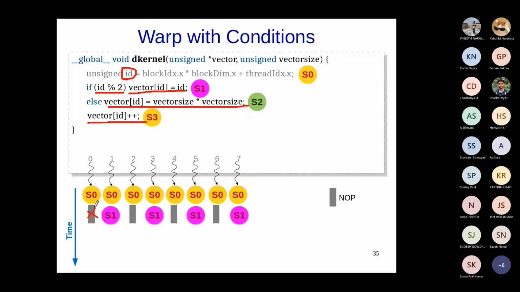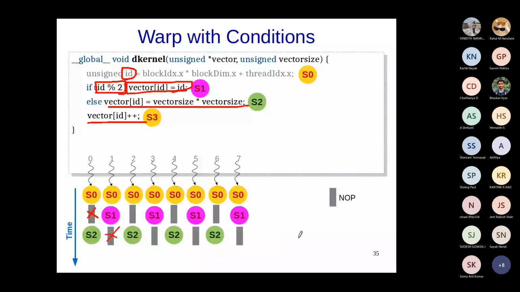This is how the execution is going to happen. This masking is done by the GPU hardware. By the way, the execution of this condition is going to happen for all of them. ID mod 2 is going to get executed by all the warp threads. It's just that, depending upon its truth value, vector of ID equal to ID is going to get executed by odd number threads. And similarly, when S2 happens, the odd number threads are going to execute NOP in some sense, that is, those are going to get masked.